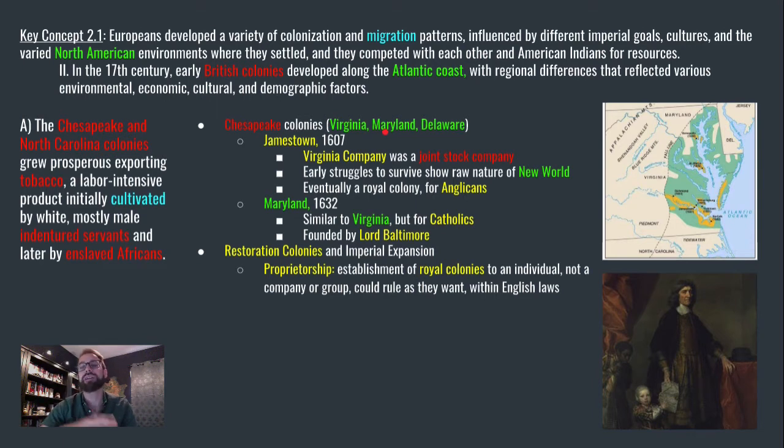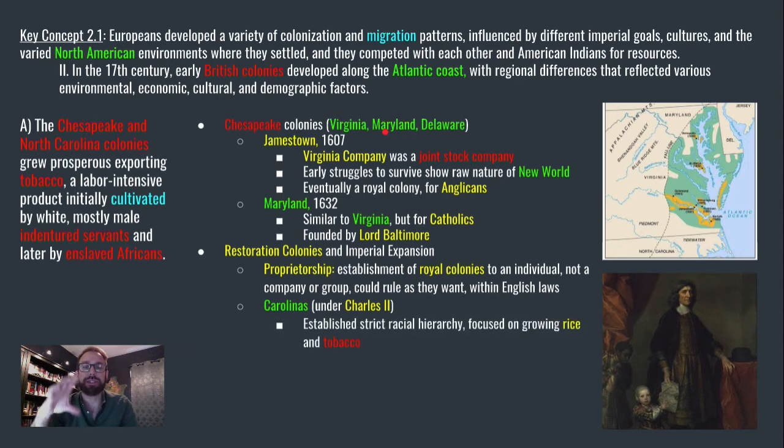Now the one thing is it had to operate within English laws, but most of these people looking to form colonies were proud to be British in the first place, so they weren't looking to change those. Some proprietorship colonies, the Carolinas, so actually Caroline is the adjective for describing the era of Charles I and Charles II.